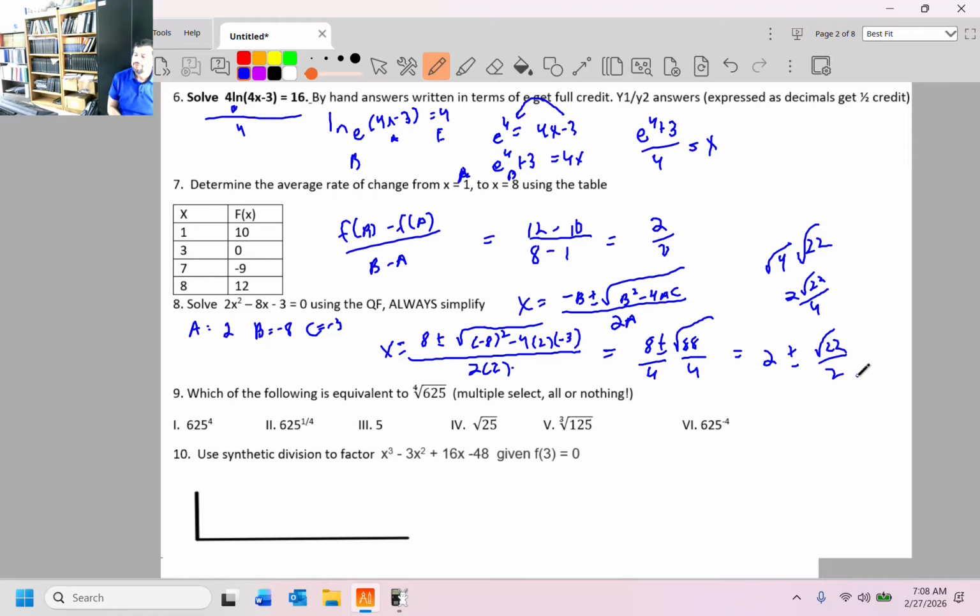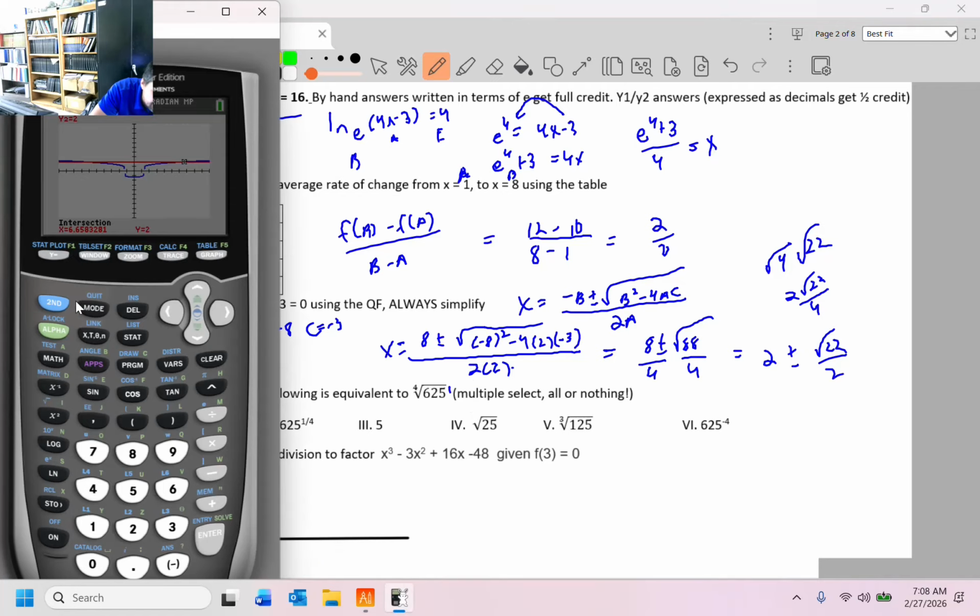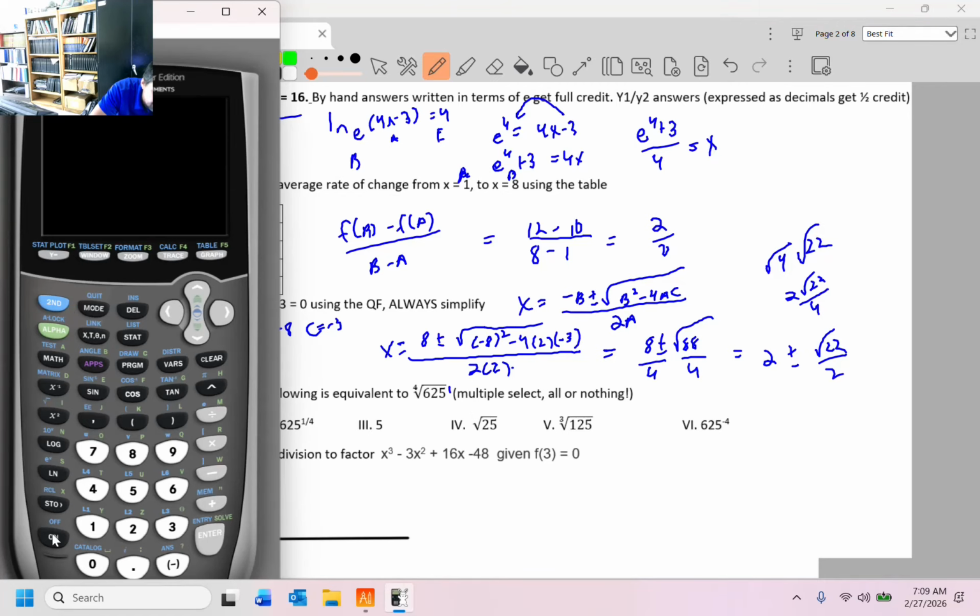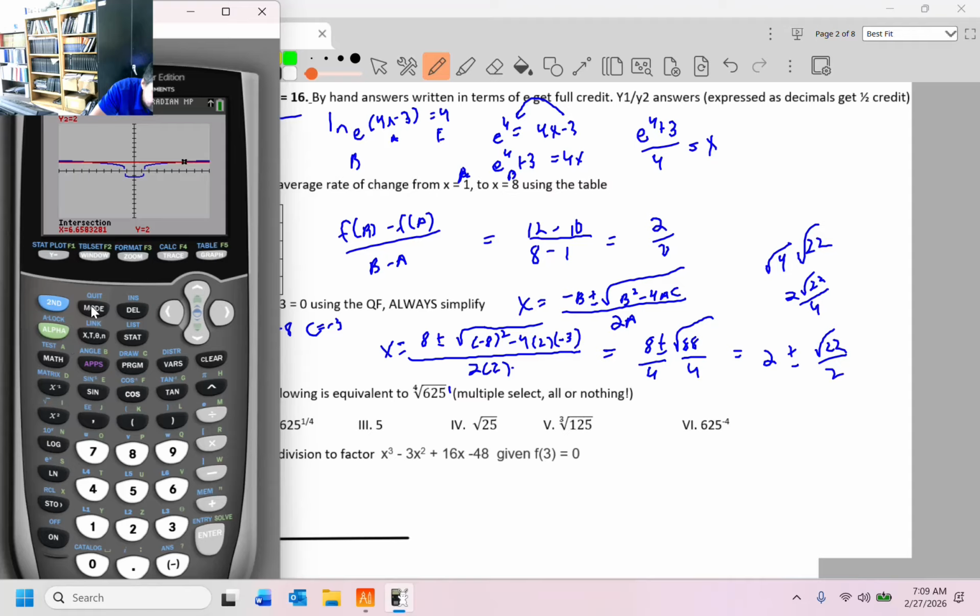Which of the following is equivalent to the fourth root of 625? So you have to understand p over r notation, and if you do, the rest of it is easy peasy. I'm just showing you that you can do the entire blasted thing in a calculator. I'm not actually going to do it in a calculator because I already know the answer is 5.